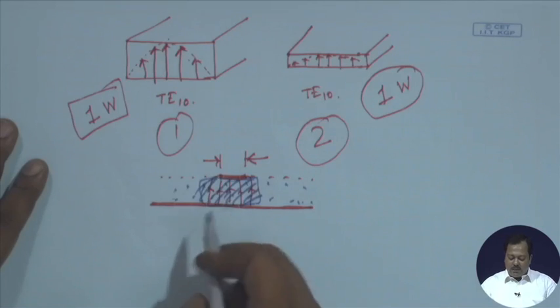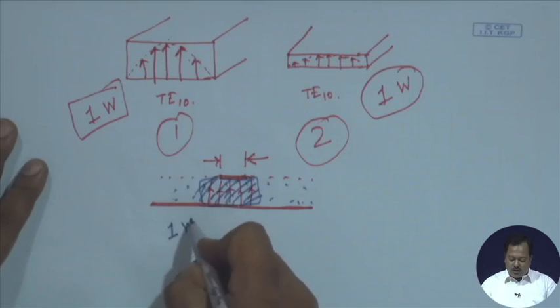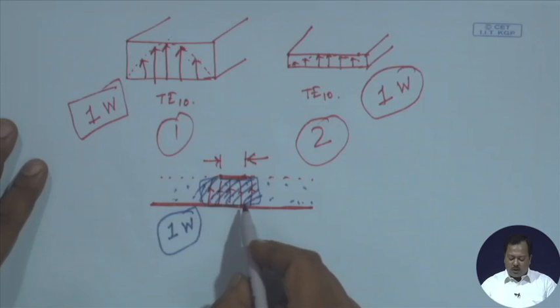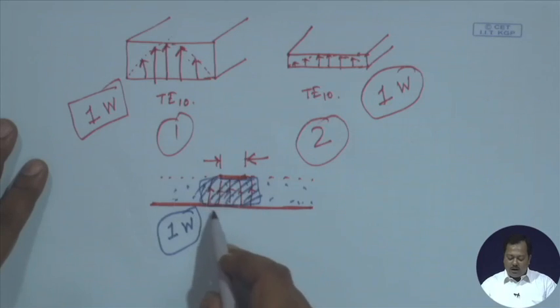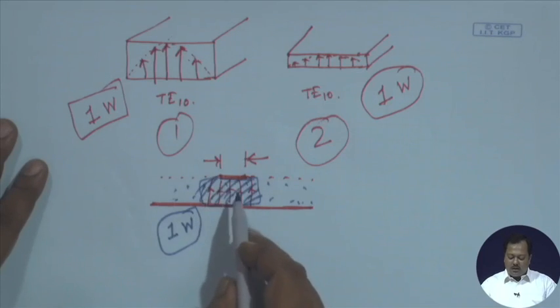Again, if I send 1 watt of power through a microstrip line, what do we expect compared to a rectangular waveguide? In this case, we will have a higher electric field value and higher surface current density. So, power handling capability will decrease further and loss will increase further.